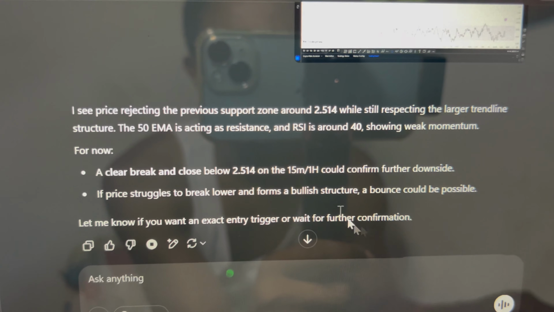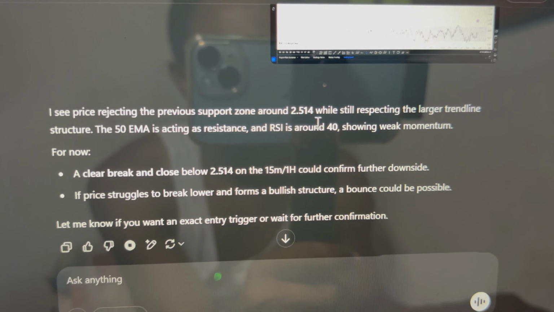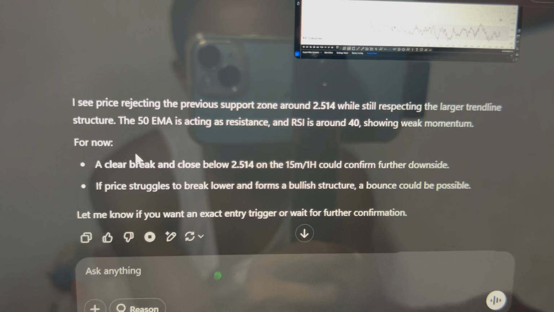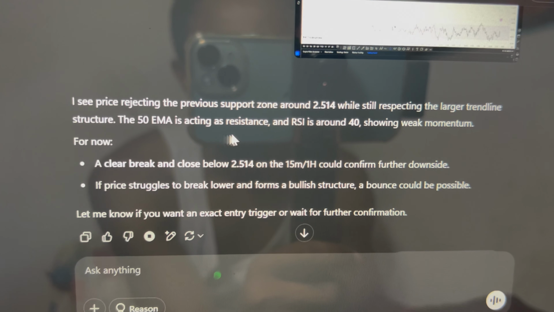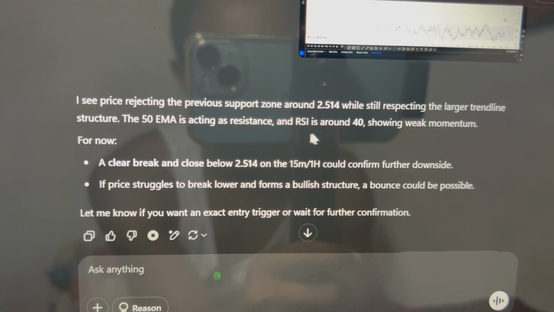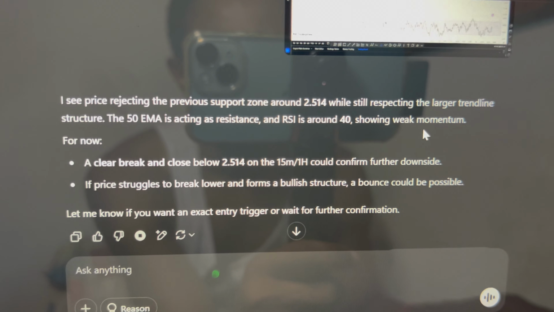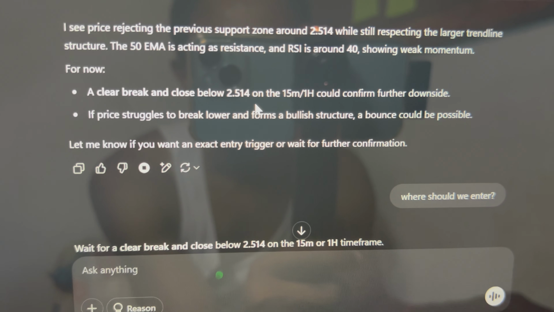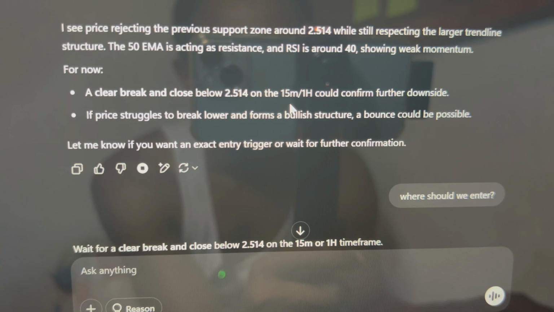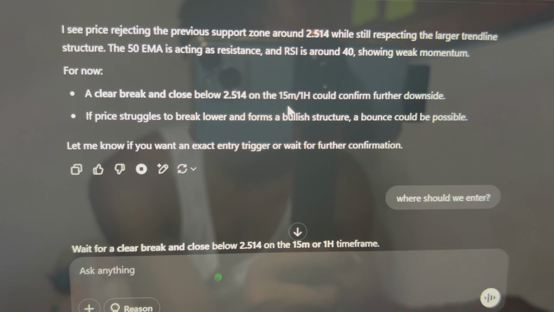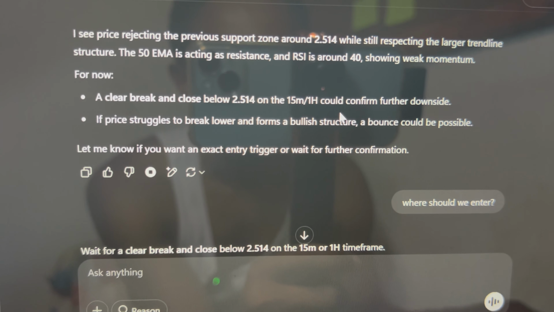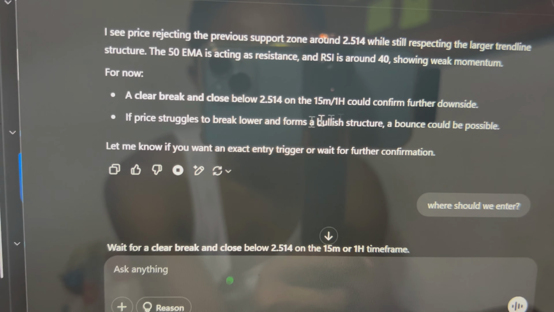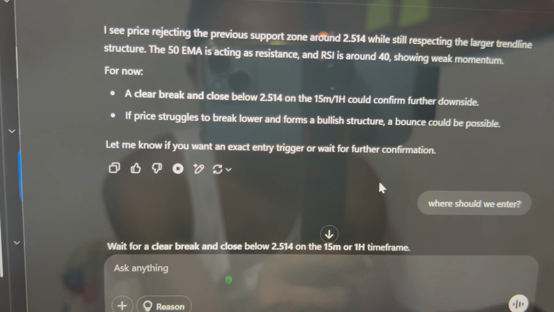I see price rejecting the previous support zone around 2.514 while still respecting the larger trendline structure. The 50 EMA is acting as resistance, and RSI is around 40, showing weak momentum. For now, a clear break and close below 2.513 on the 15M or 1H could confirm further downside. If price struggles to break lower and forms a bullish structure, a bounce could be possible. Let me know if you want an exact entry trigger or to wait for further confirmation.